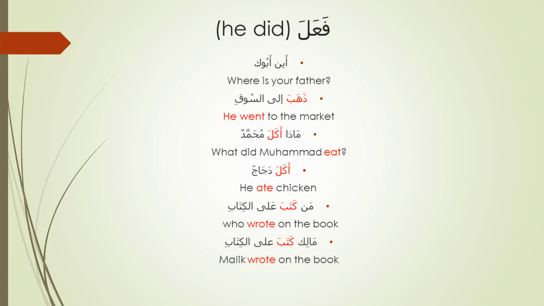So if I say ماذا أكل محمد, ماذا, what, أكل محمد, what did Muhammad eat? ماذا is used for questioning. ماذا أكل محمد, on the scale فعل. What did Muhammad eat? He will say أكل دجاجا, he ate chicken.